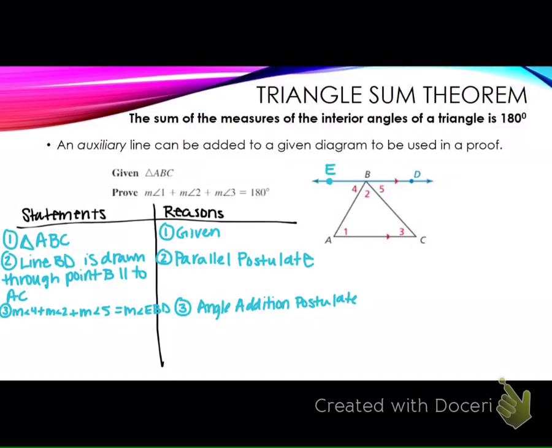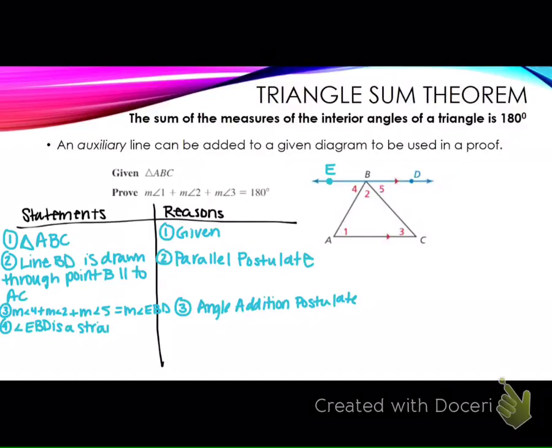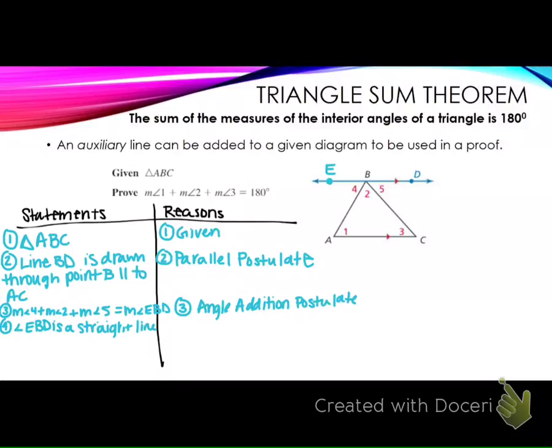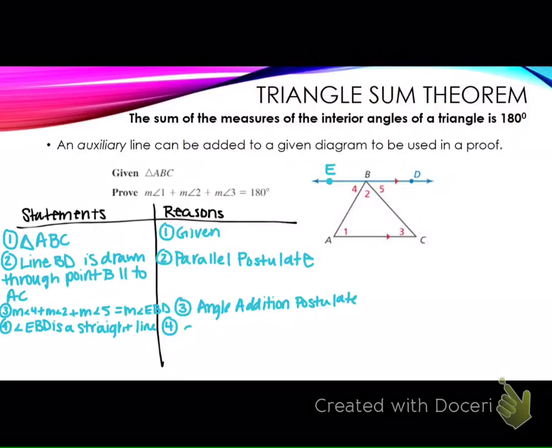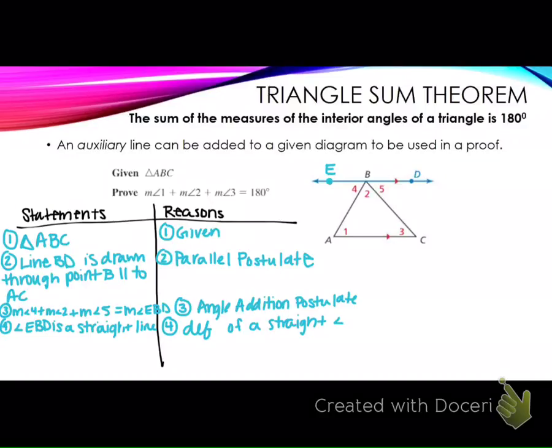What do you know about angle EBD? It's a straight angle, isn't it? So angle EBD is a straight angle. That's just the definition of a straight angle. What do you know about a straight angle? How many degrees is a straight angle, Carmichael? 180. So that means the measure of angle EBD equals 180 degrees, because that's the definition of a straight angle.